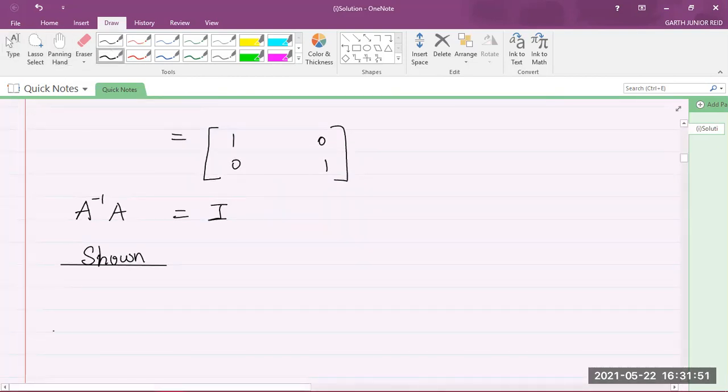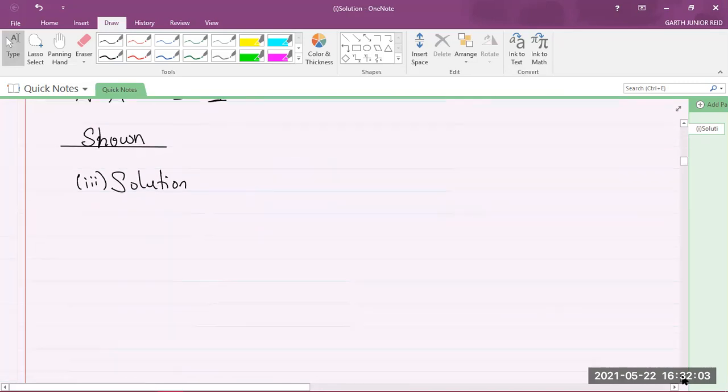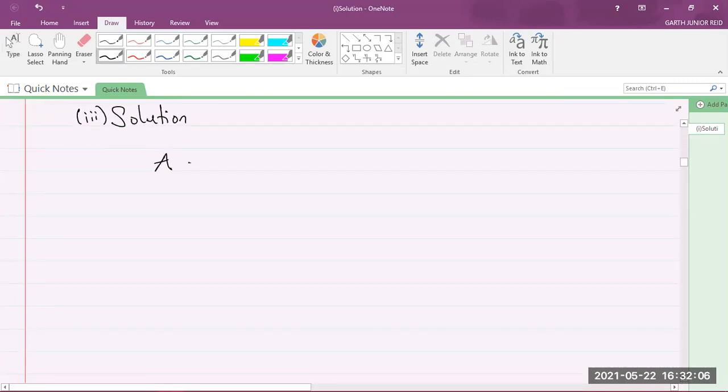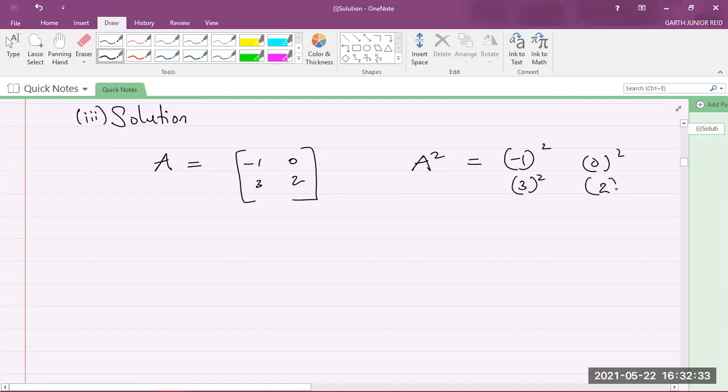This is now part 3 solution. Good. Now we know that the matrix A is equal to negative 1, 0, 3, 2. All right. Now I'm going to write down something and you tell me if that is correct. So if I know that A is equal to that matrix, then A squared is equal to negative 1 squared, 0 squared, 3 squared, 2 squared.